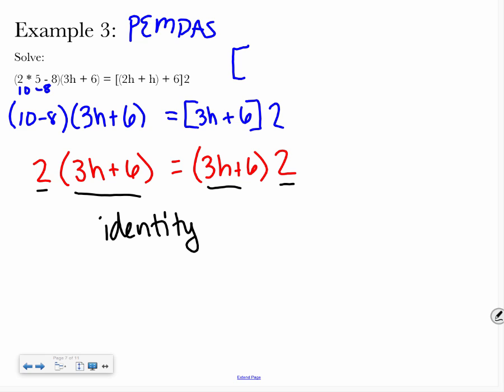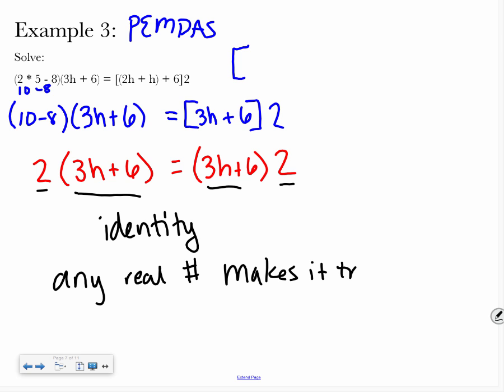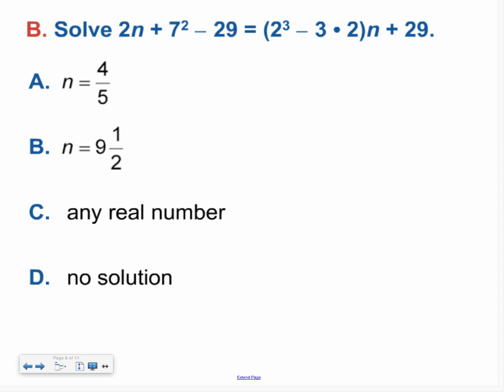That's when any number that you plug in will work. So any real number makes it true. Okay, any real number makes it true. Why don't you try to solve this example on your own, see how it goes?